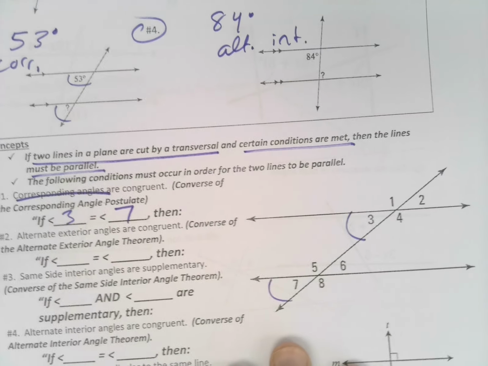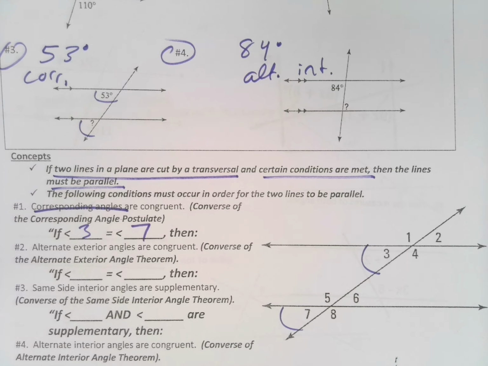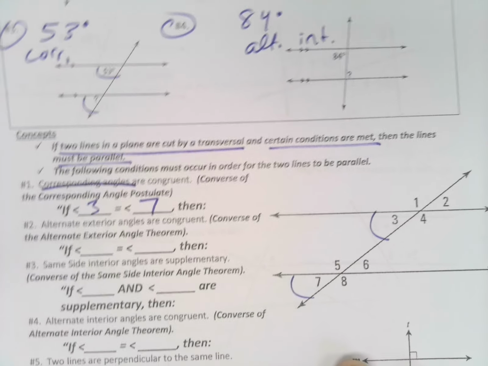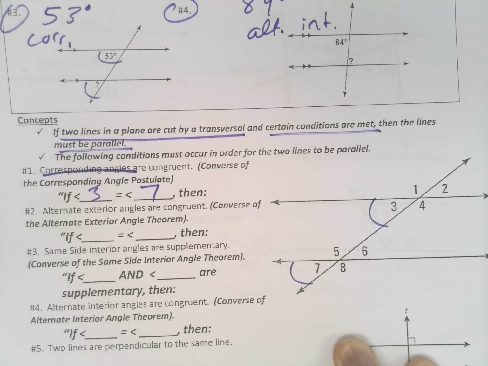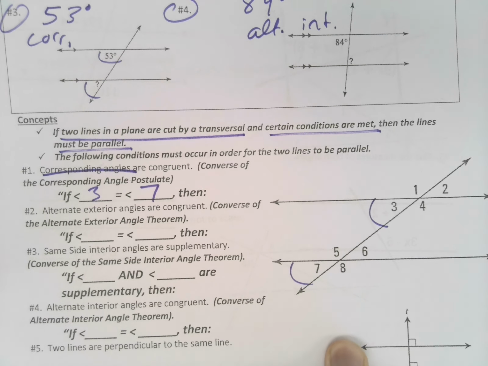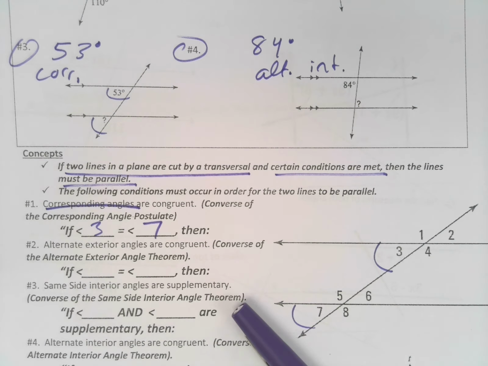And so, how do you know those are corresponding, by the way? One of them is what, and one of them is what? We're on the same side. On the same side. One's interior, one's exterior. Beautiful. Couldn't have said it better myself.